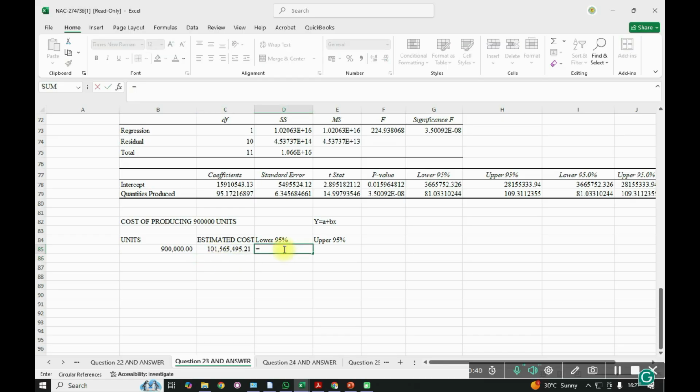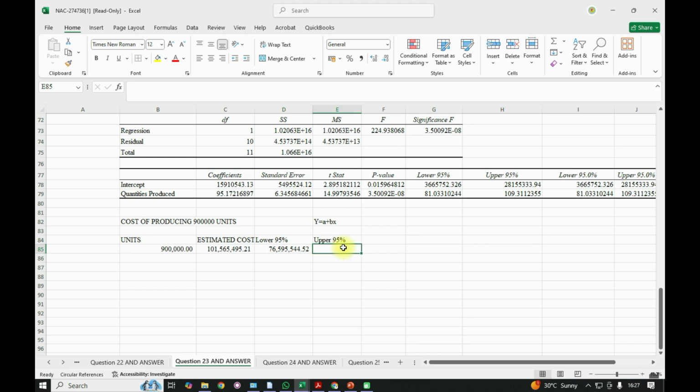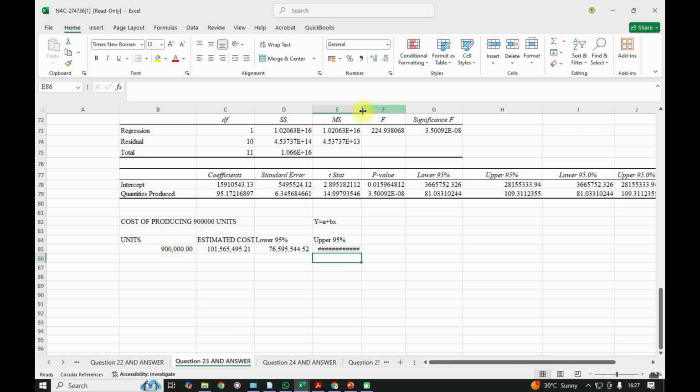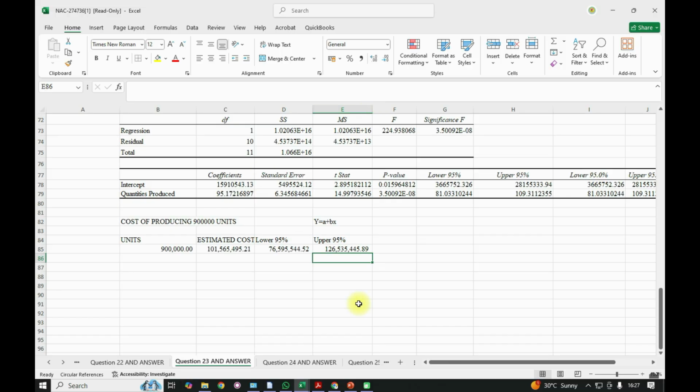So the lower 95 will be, we take this plus, open the bracket, the variable, multiplied by the number of units. So the lower will be 76, and for the upper, we take the fixed, plus, open the bracket, our variable, multiply by the number of units, and you enter. Just need to expand. So the upper, we shall have 126, the lower will be 76, but the actual estimate is 101.